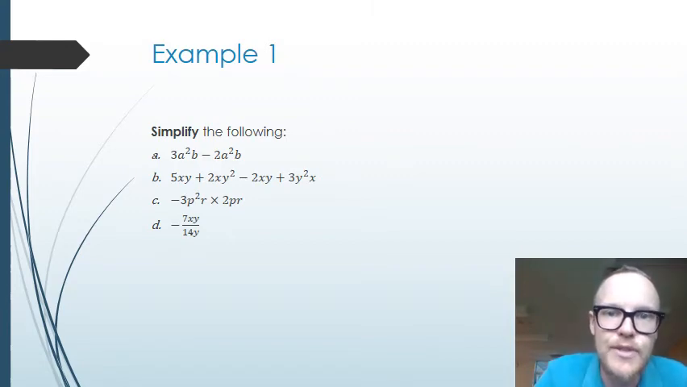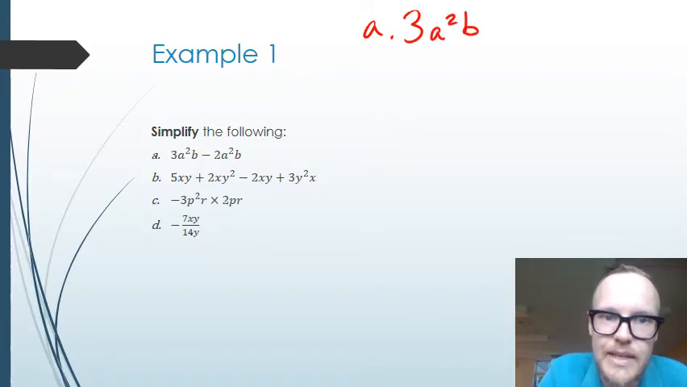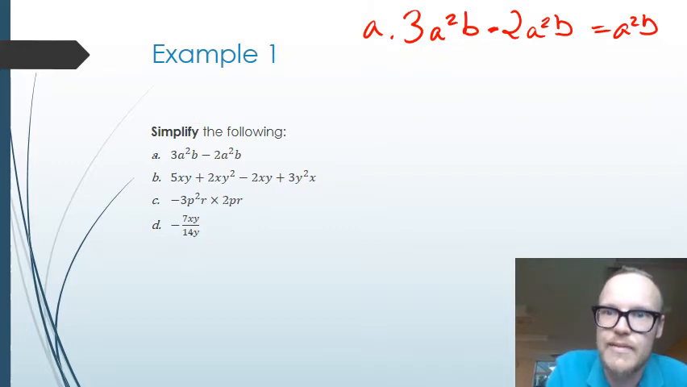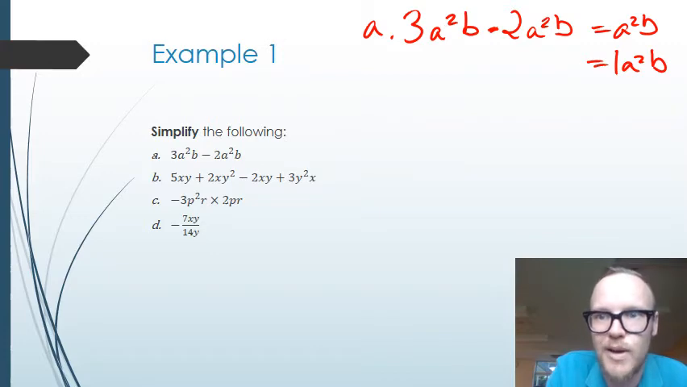So if we look at our first example, example A, we've got 3a squared b minus 2a squared b. That minus sign's a bit not great, but oh well, we'll get over it. So we can simply just say, well, I've got 3 of them, I take away 2, I'm left with 1, so I'm just left with a squared b. So remember that you could write 1a squared b, but that 1 multiplied by a squared b is redundant. It doesn't need to be there. So we can just give our answer as a squared b there.